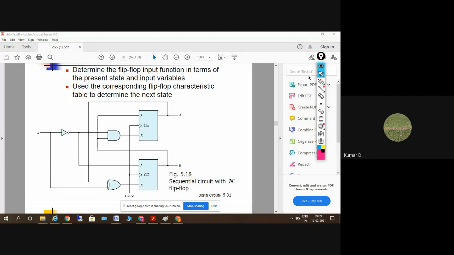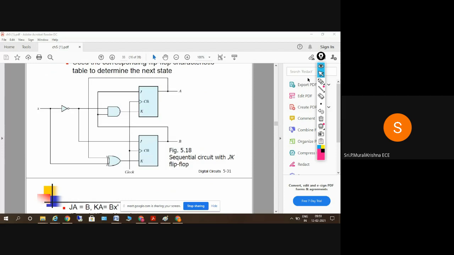So from this, what is the value of JK here? I'll find it as J suffix A. So this is JA here. JA is the value we are getting from B here. So JA is equal to B, and then we can see the K here. I'll name it as KA.